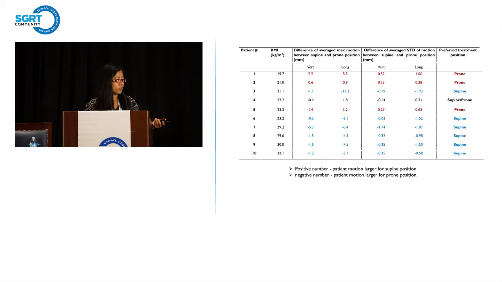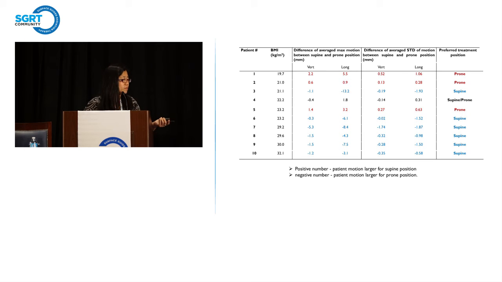This table just calculates the difference between supine and prone, to make it easy to read. It's just simple math, just deduct this from that.